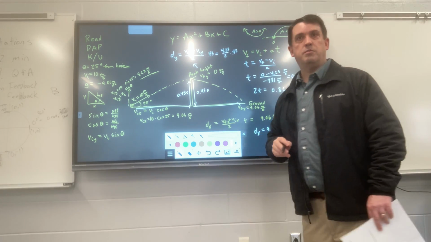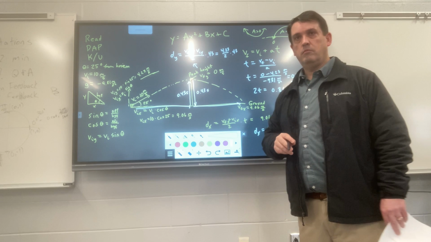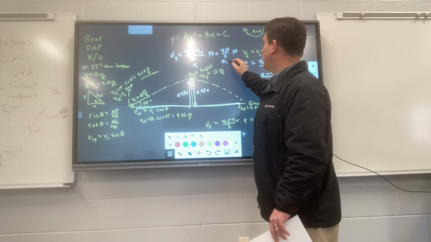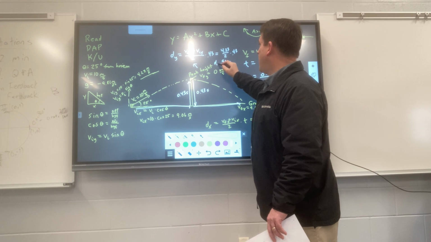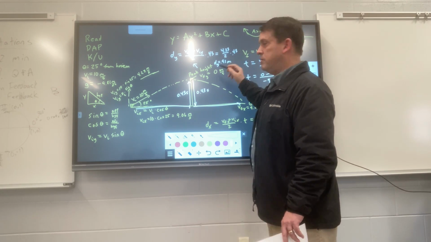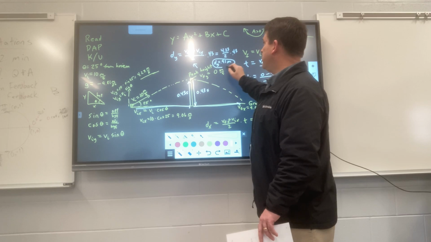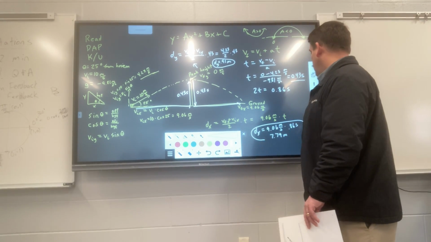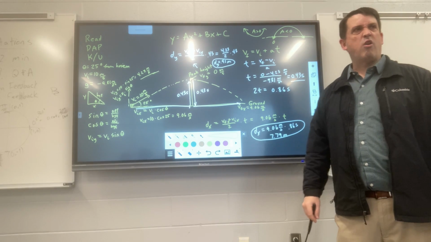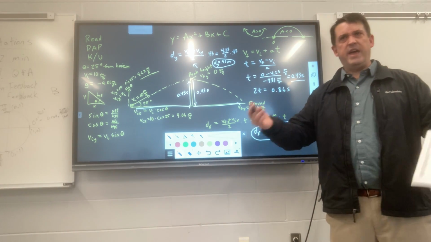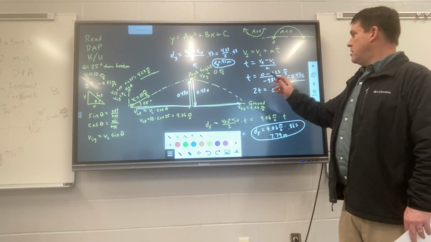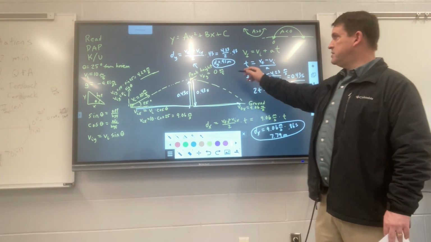So what's the height? What's the peak height? 0.91. So dy, or height, is going to be 0.91 meters. Dx, and some people use r for range, or x. But dx and dy here, the distance in the x direction, distance in the y direction.